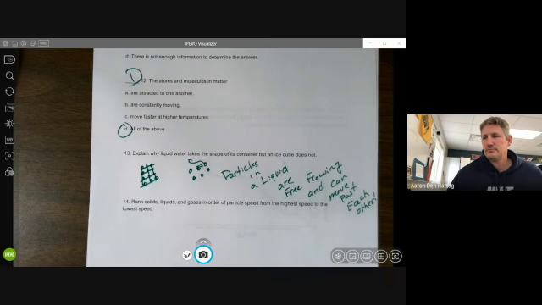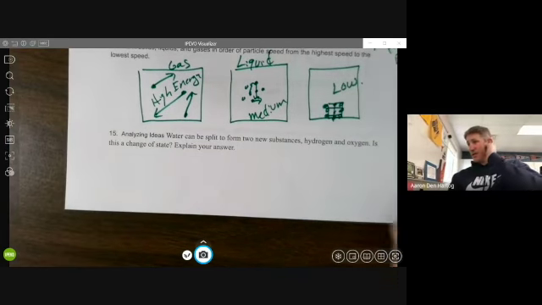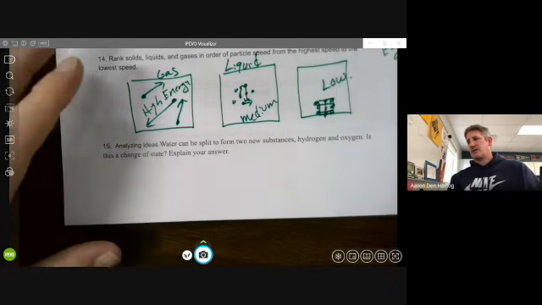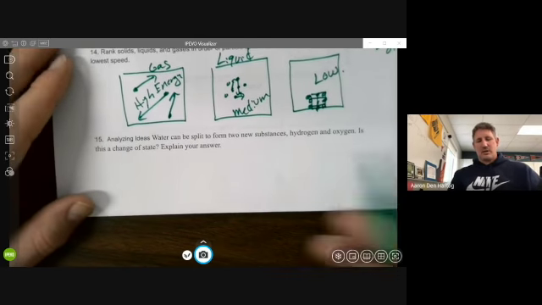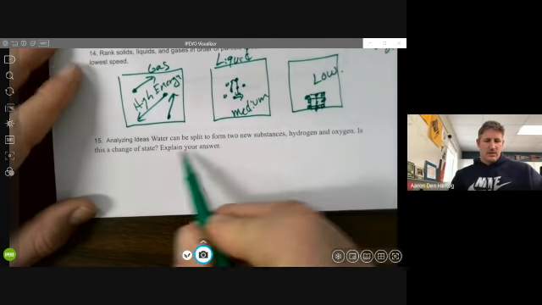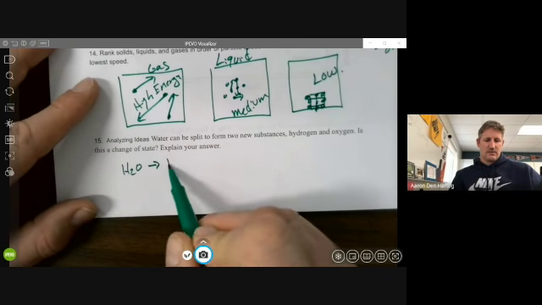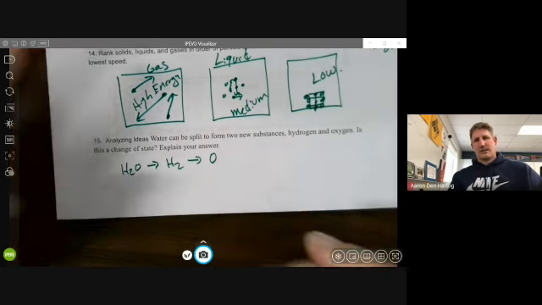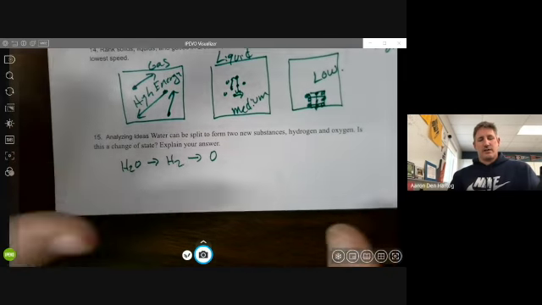All right, let's take a look at now number 15. Number 15 is kind of a tricky question. As water can be split into two new substances, hydrogen and oxygen. Is this a change of state? Explain your answer. Well, if we take a look at H2O, and I've talked about this a lot, we have two hydrogens and one oxygen. We pass electrical current through H2O. It has enough energy, you'll break those bonds apart.